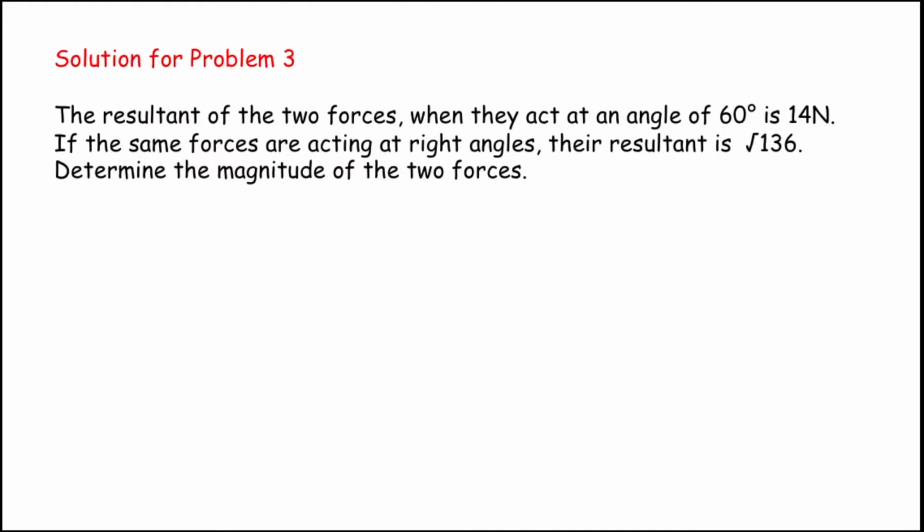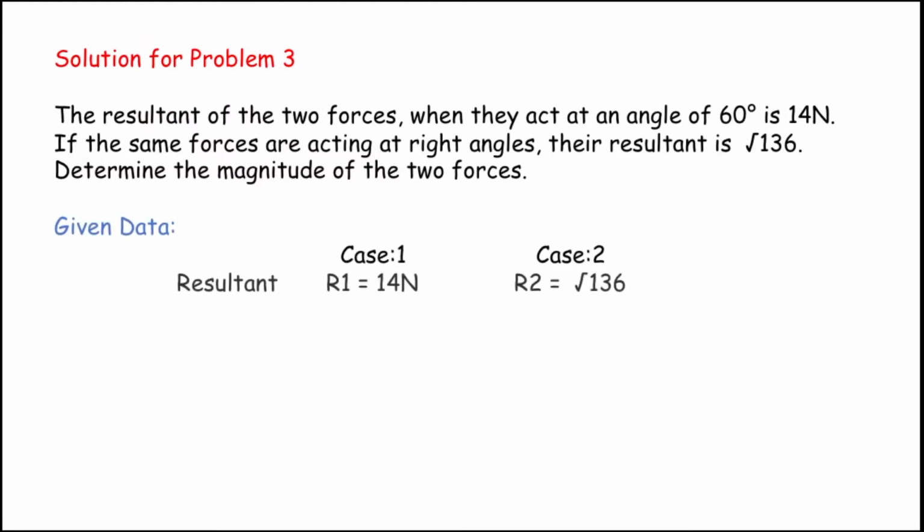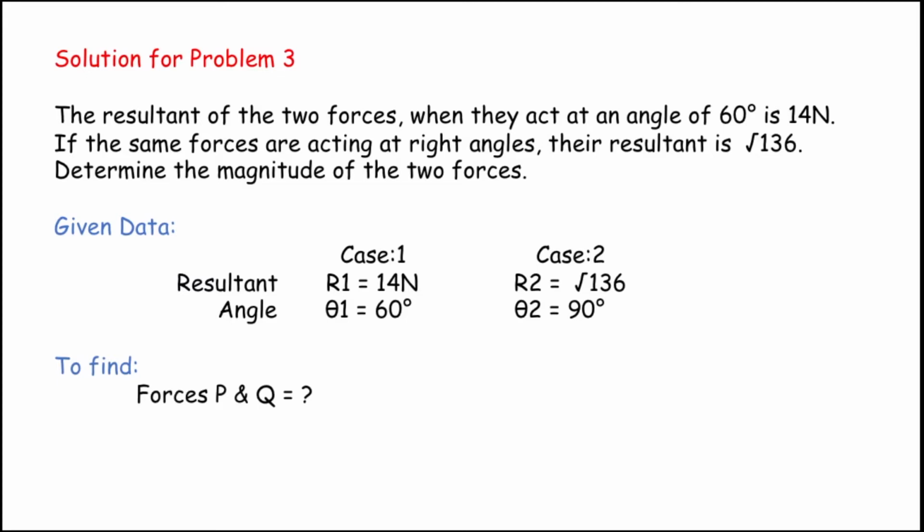So here we have the same two forces, but they act at different angles and we get different resultants. Now determine the magnitude of the two forces. So we have to find the value of the two forces. Given data, we take case 1 and case 2. The resultant of case 1 was 14 Newton and resultant of case 2 is root 136 Newton. The angle of case 1 is 60 degree and angle of case 2 is 90 degree. To find, we have to find the value of force P and Q.